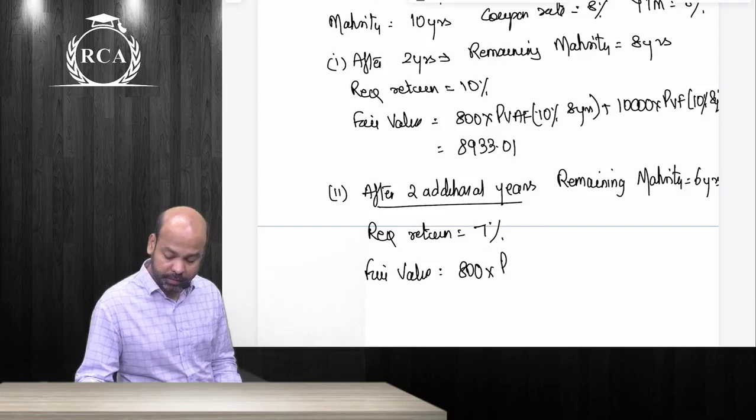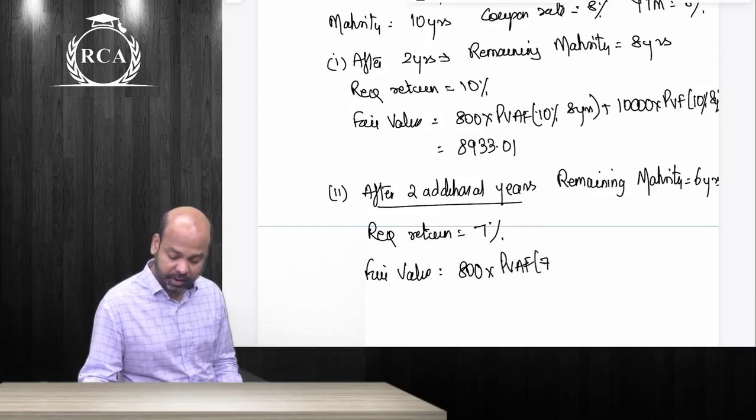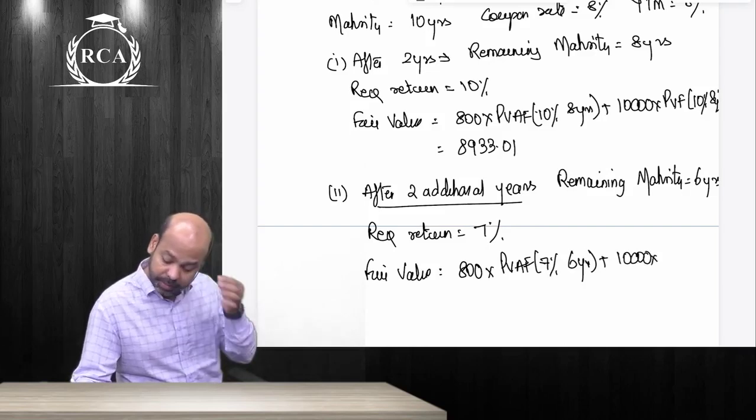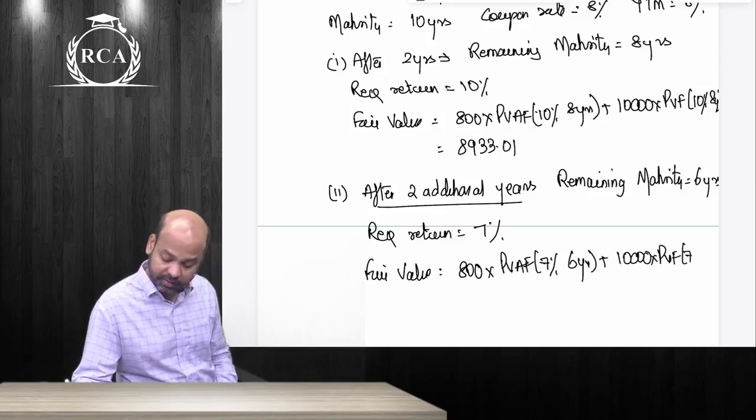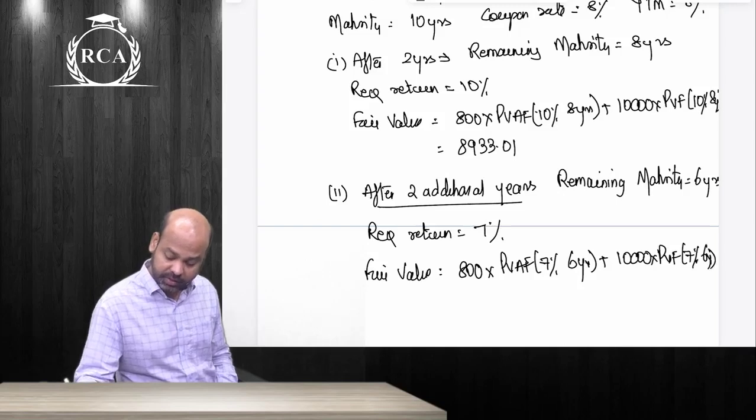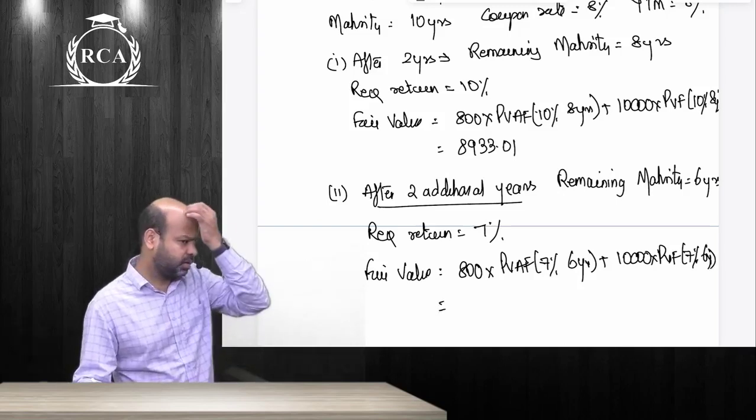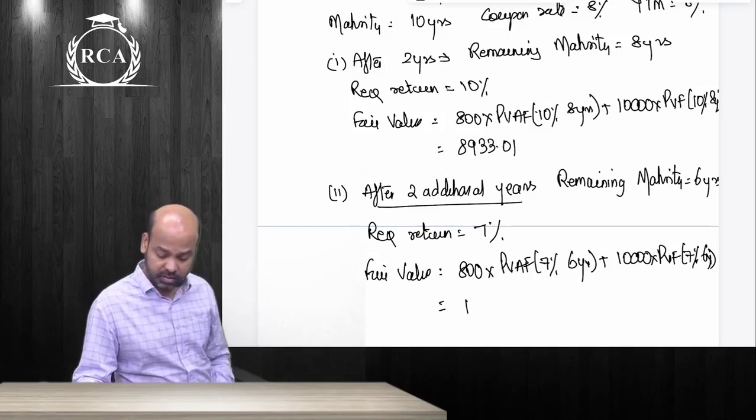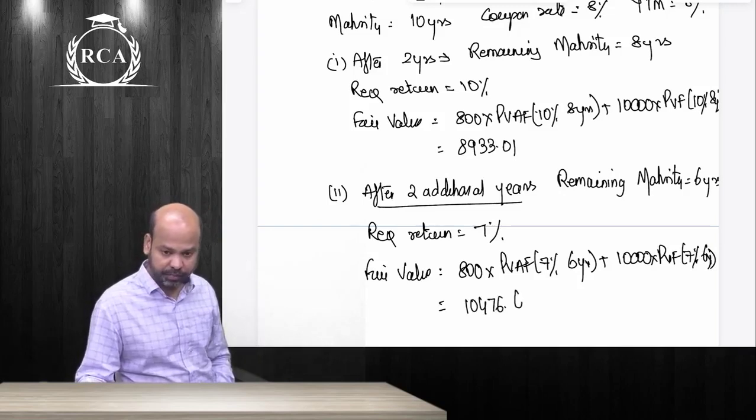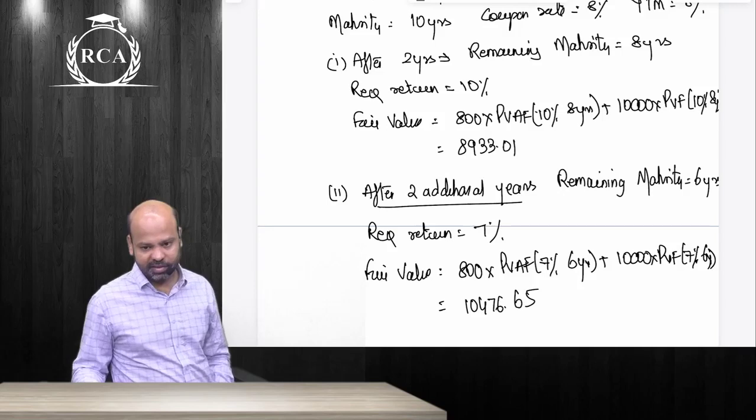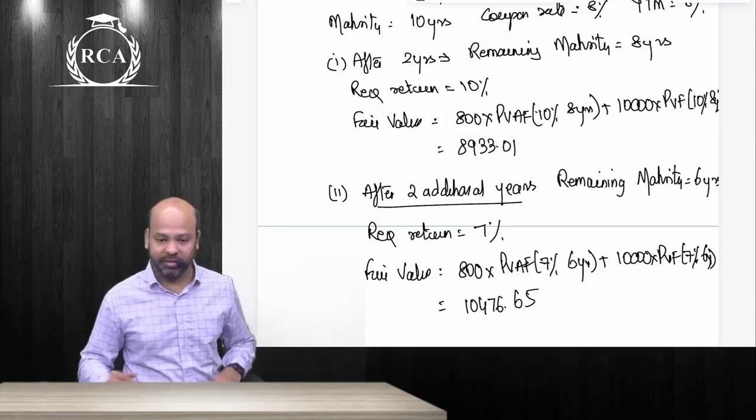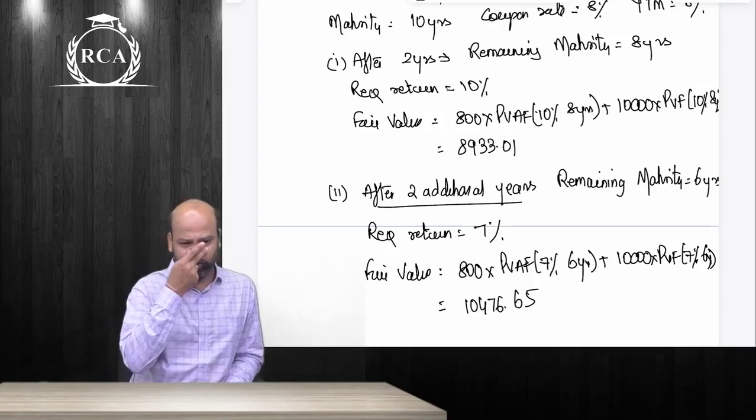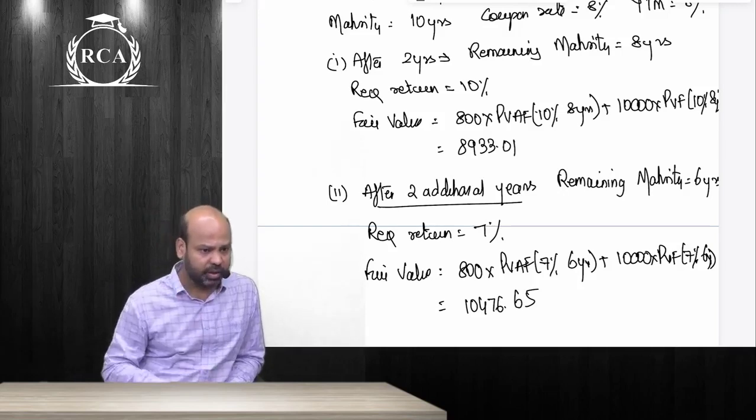800 multiplied by PVAF at 7% for 6 years plus 10,000 multiplied by present value factor at 7% for the 6th year. 10,476.65 will be the value of the bond. Are we clear about this?